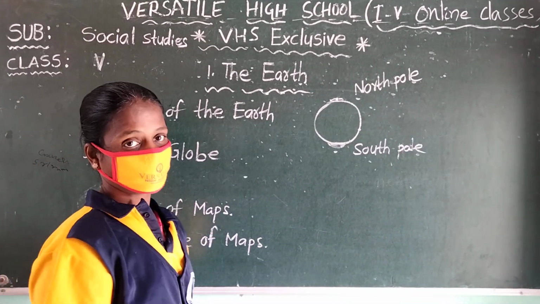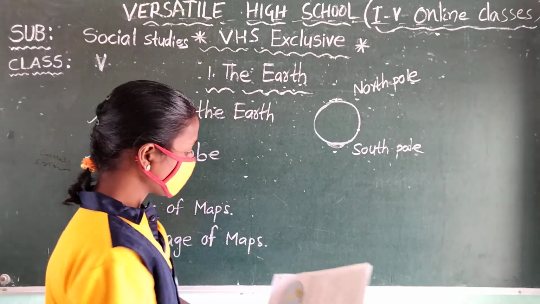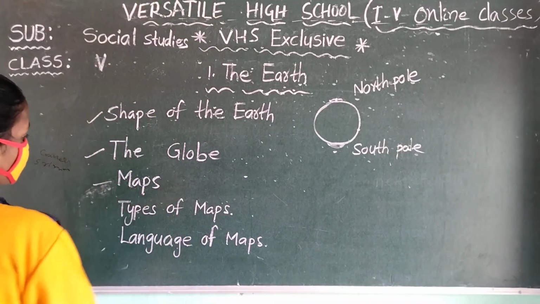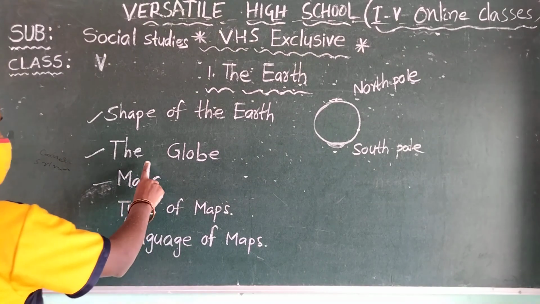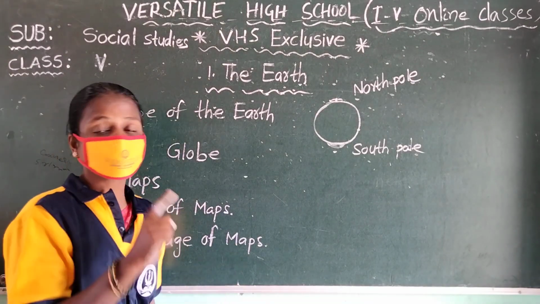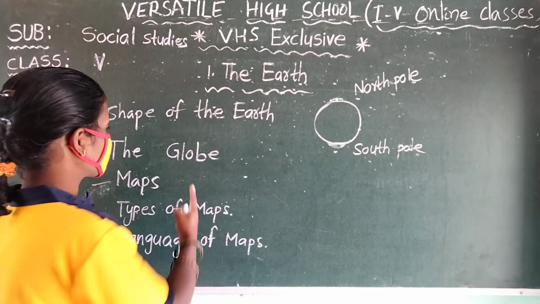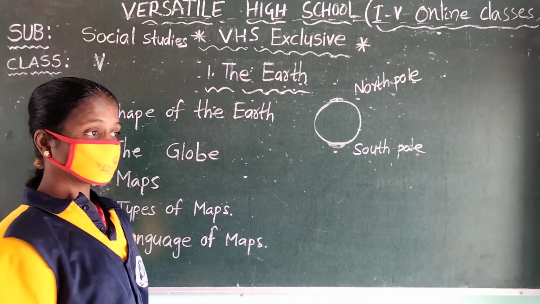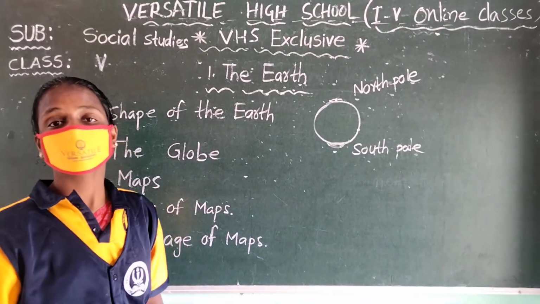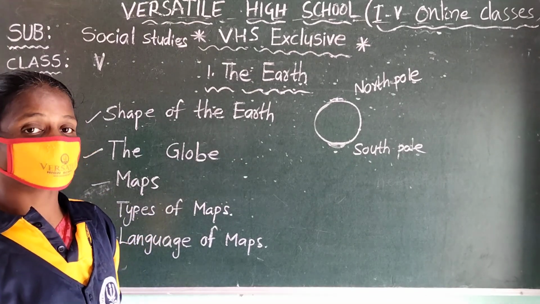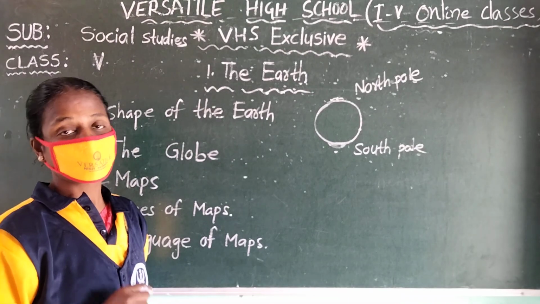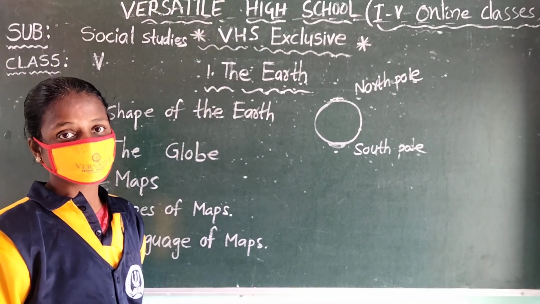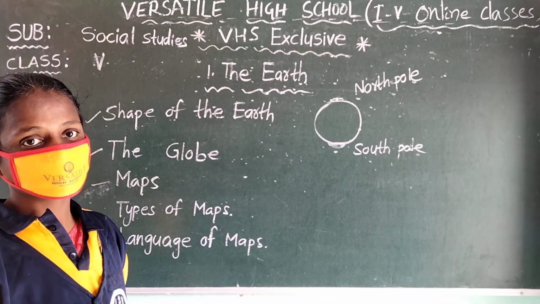Now we are going to maps. Do you know the difference between a map and a globe? If you see the globe, you can see all the continents on it. But on maps, we can see where the mountains, plains, hills, plateaus and deserts are.